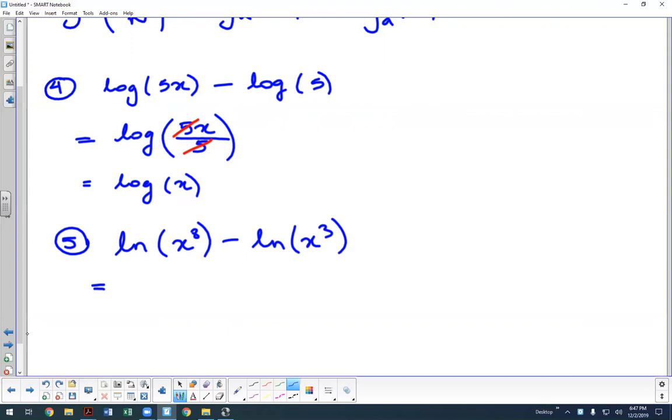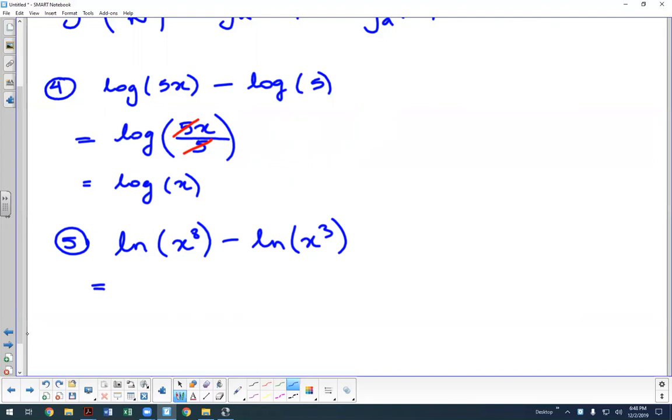So that's natural log of x to the 8th minus natural log of x to the 3rd. Jose, what do you have? I just got x to the power 5. Okay, that's it? No, with the natural log, right? Yeah, just make sure the natural log is there.